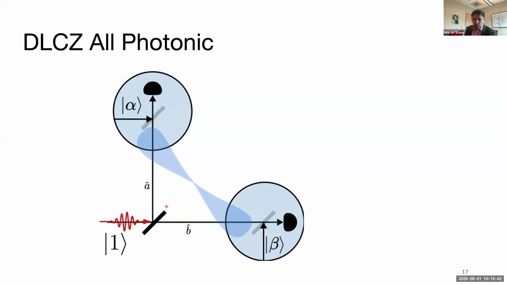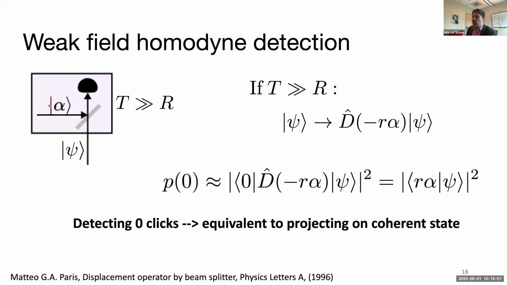So in our experiments, for these weak-field homodyne measurements, you bring your single photon into a highly transmissive beam splitter, so there's very, very little loss. You perform the weak-field homodyne measurement by mixing in this coherent state. That does a displacement measurement. And if you don't detect a click here, that's equivalent to projecting onto a coherent state, and you can go about doing these measurements, like qubit projectors.